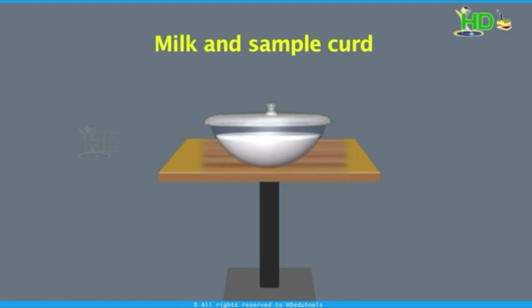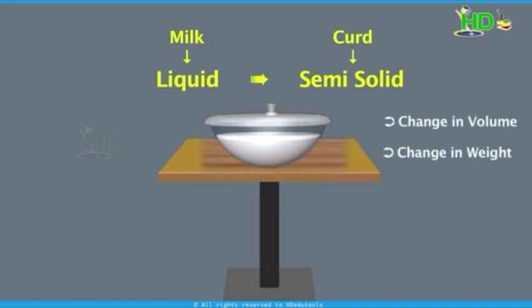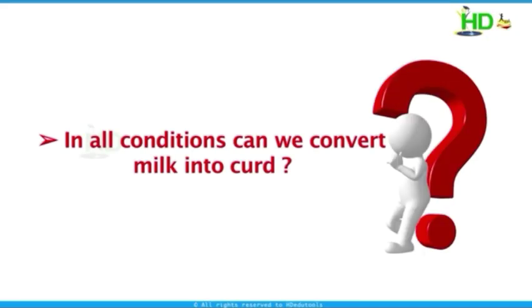The first one is change in state, that is liquid to solid. Milk is in liquid state, that converts into curd, that is solid state. You can observe a small change in volume, a change in weight, change in smell, change in taste. Now the question is, in all conditions, can we convert milk into curd, or for the conversion of milk into curd, any particular conditions are required?